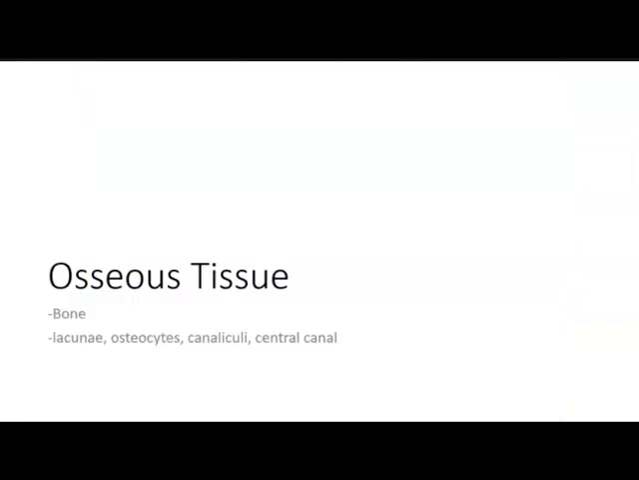Osseous tissue or bone tissue. Some structures that you need to be able to identify include the lacunae, osteocytes, the canaliculi, as well as the central canal.